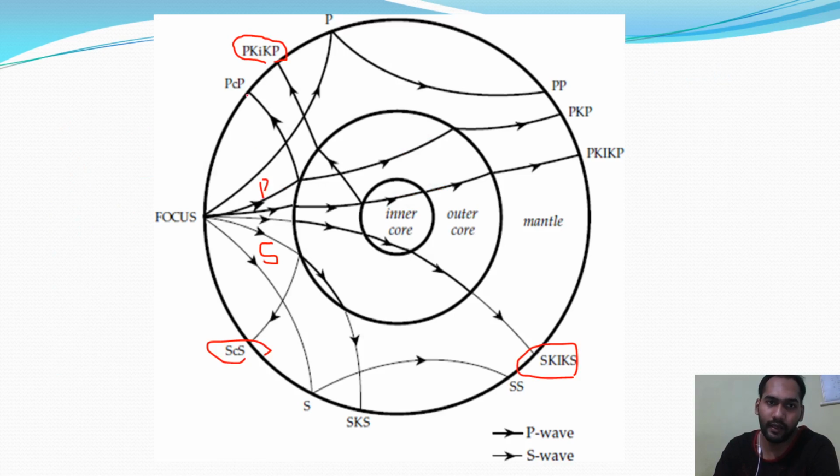You can see here it is PCP. That means it traveled as P in the mantle, then it is reflected from the mantle outer core boundary, that is our Gutenberg discontinuity. From here it will be reflected, so that is small c, then again traveled as P, so that is PCP. Similarly, S wave traveling in the mantle, then reflected back from the mantle outer core boundary, then traveled as S, so that is SCS.